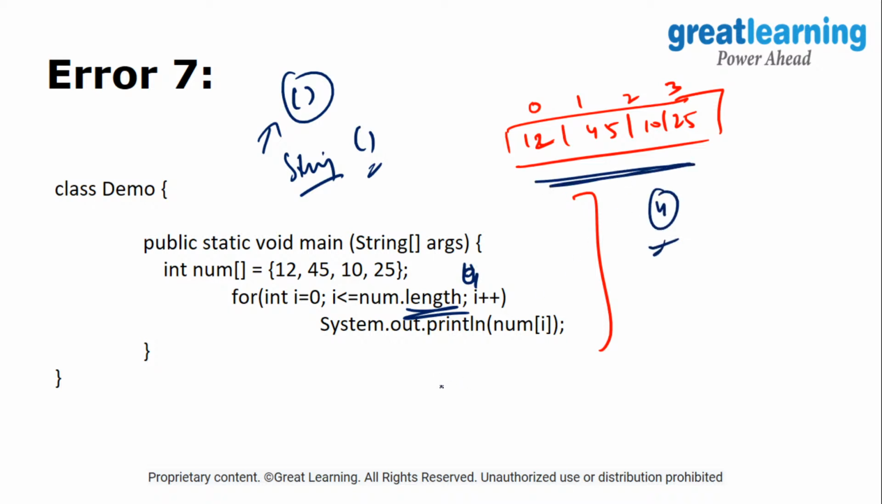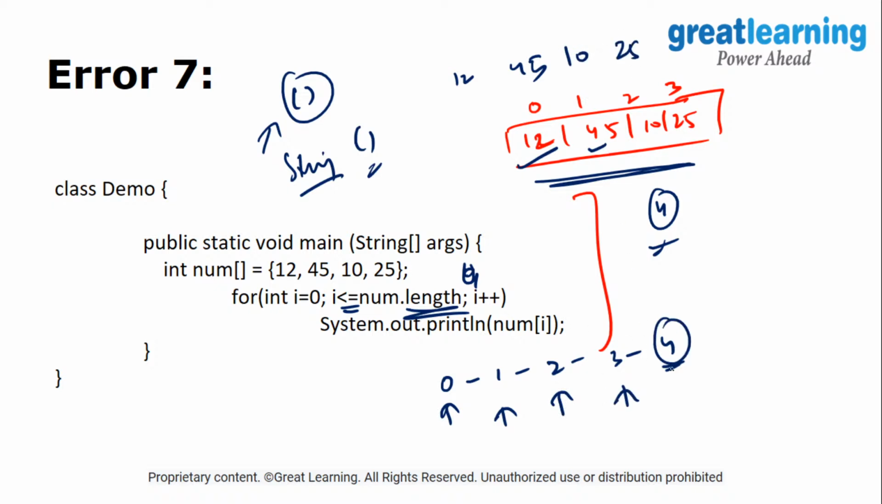Now what you're trying to do, you're traversing from 0, 1 to 2 to 3 and 4, including the 4, because you have kept the condition as less than or equal to. So you're traversing through the 0th location, you are printing it, so 12 is printed. You're traversing to 1, 45 is printed, right? Because the index is there and you have the element. At 2 you are printing 10, at 3 you are printing 25.